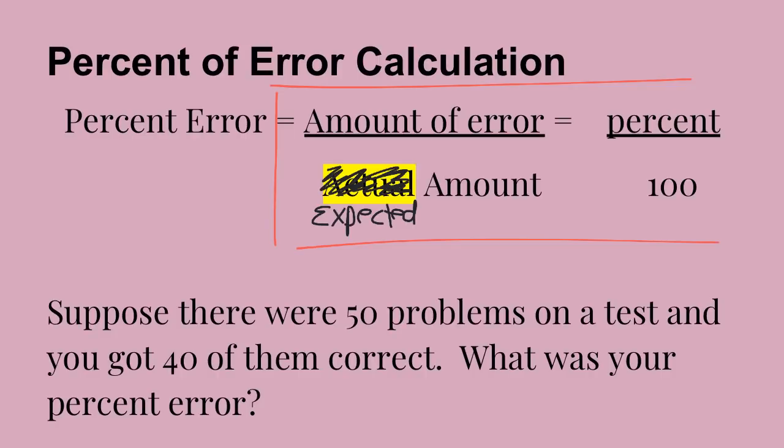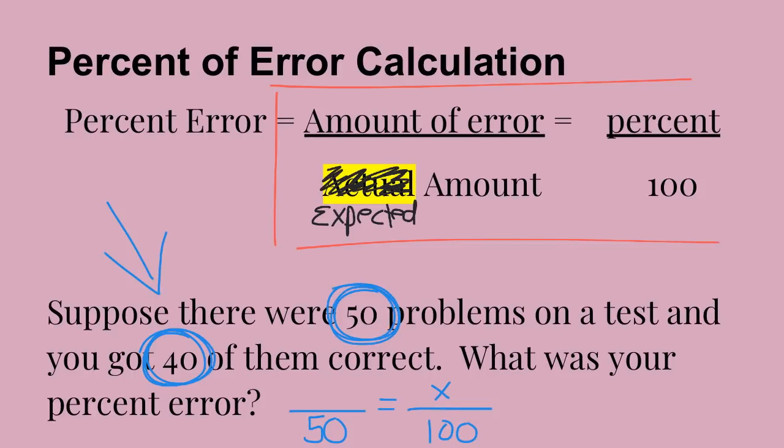So here is the problem on your note sheet. It says, suppose there were 50 problems on a test and you got 40 of them correct. What was your percent of error? So I'm going to set up my framework. I don't know the percent, but I know where 100 lives. I know the teacher expected 50 correct answers, but unfortunately I only got 40 of them correct.